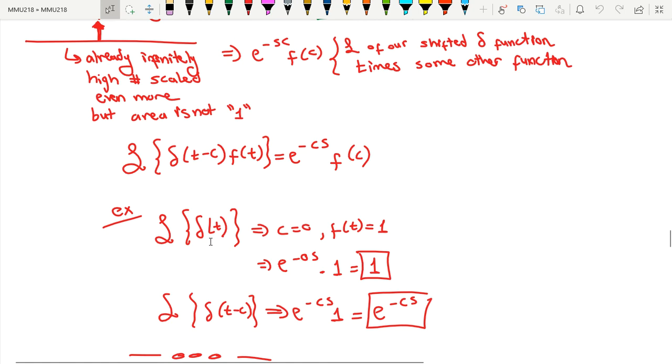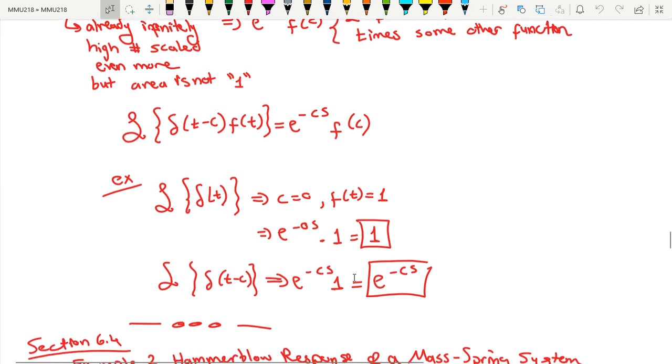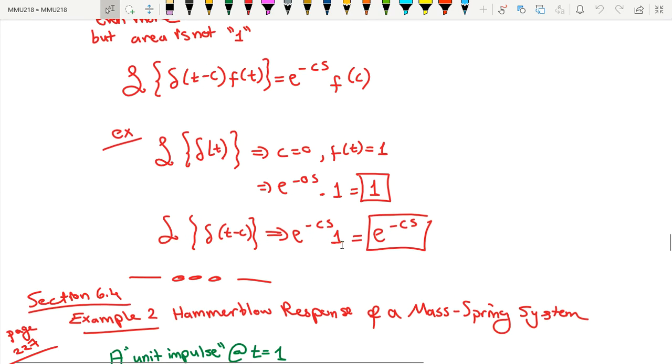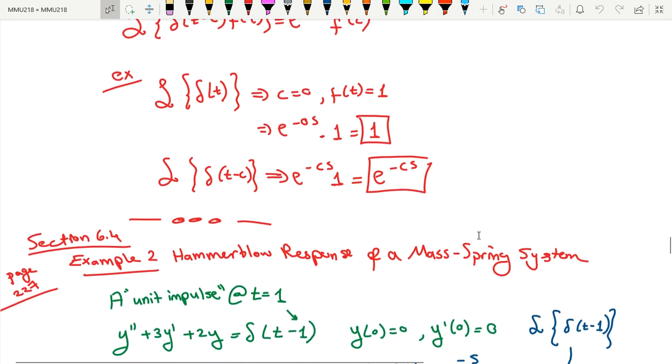Now, if it's just as it is, there's no time shift, c is 0, and the function is exactly 1, then e to the minus 0 s is going to be 1, and that's going to lead to just 1. So Laplace of Dirac function is just 1 on its own. If you shift it in time but leave the function as 1, then it's e to the minus sc. So let's see an example.